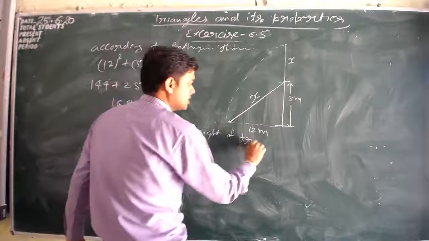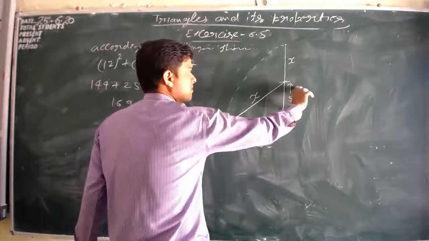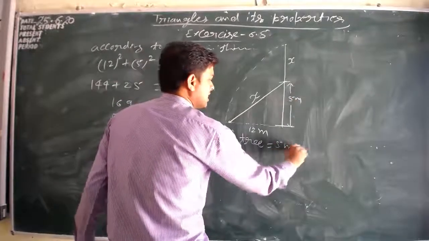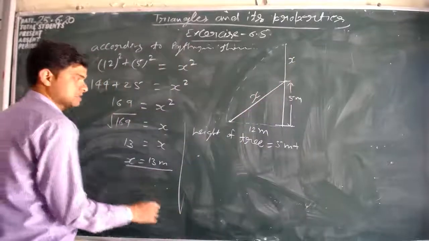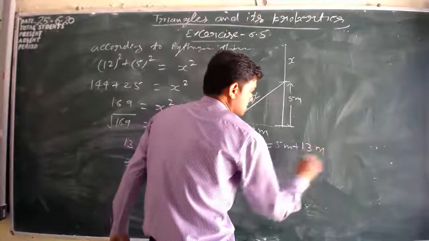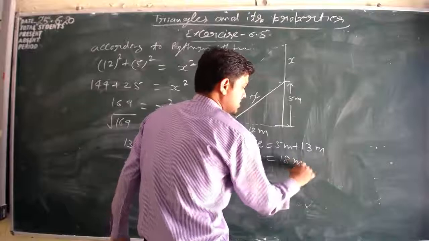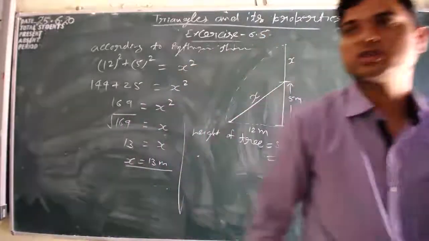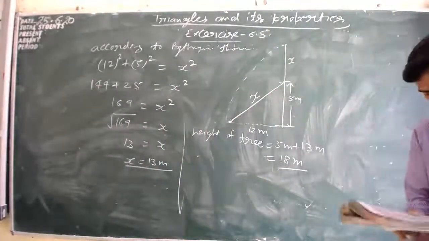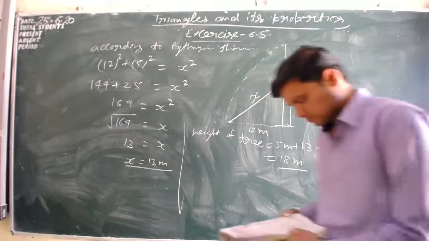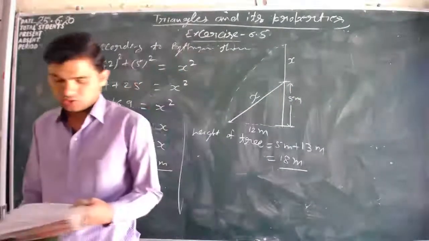ट्री कितना होगा टोटल, is equals to the sum of this broken height and the remaining height, that is equals to x, that is 13 meter is equals to 18 meter is your answer. The total height of the tree is equals to 18 meter. Clear? Next one is angles PQ.